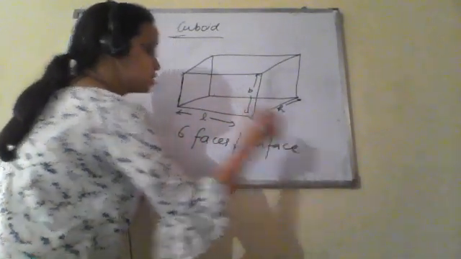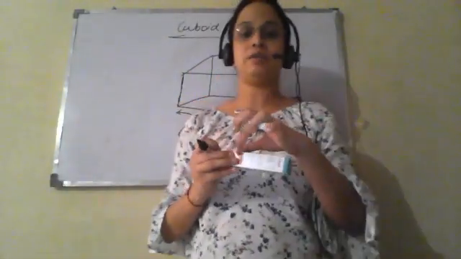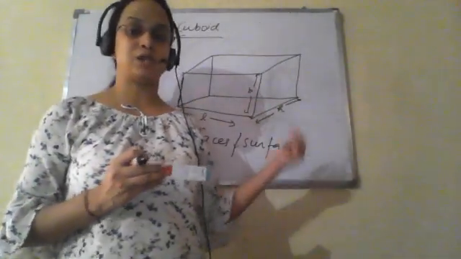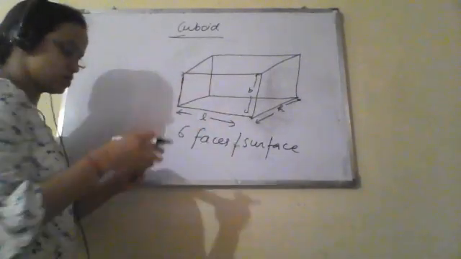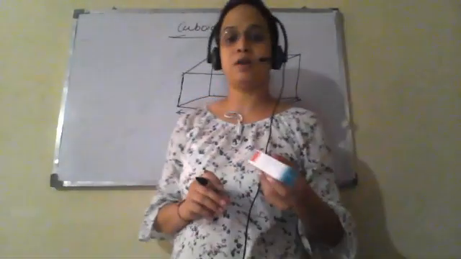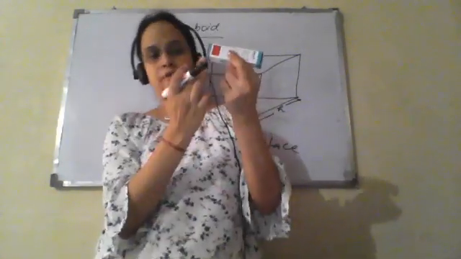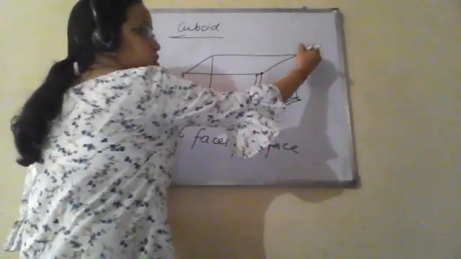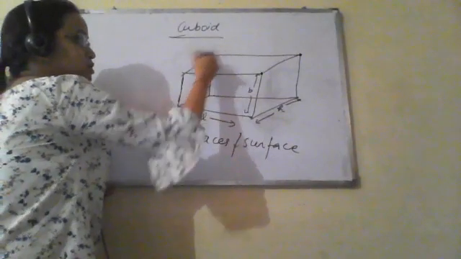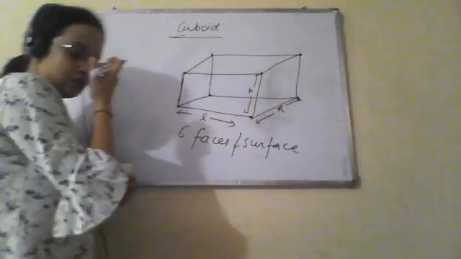When we are calculating the surface area, we will calculate the area of these faces or surfaces. Then we add them up and we get the total surface area of the cuboid. Now when we talk about vertices, vertices are the joining points of two line segments. So how many vertices does it have? It has 1, 2, 3, 4, 5, 6, 7, 8. So this has 8 vertices.